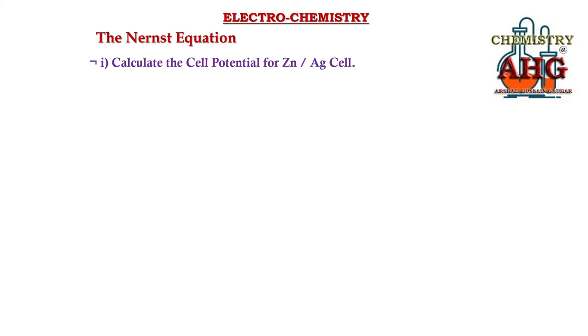What will you be given? You will be given the standard electrode potentials of these half cells. The standard electrode potential of the zinc half cell is negative 0.76, and the standard electrode potential of the silver half cell is positive 0.80 volt. This information will be available in the question. You are required to calculate the standard cell potential for this electrochemical cell.